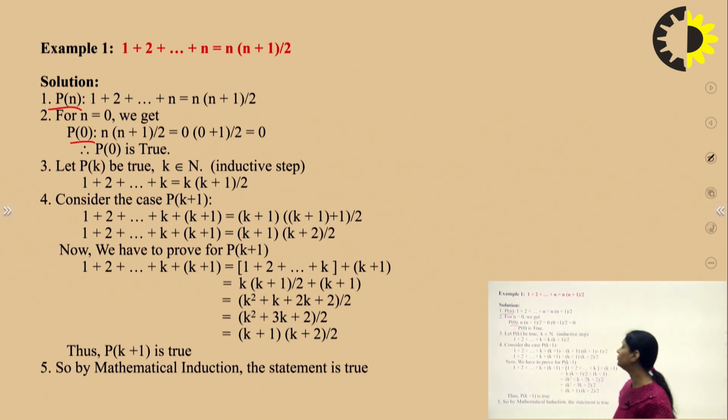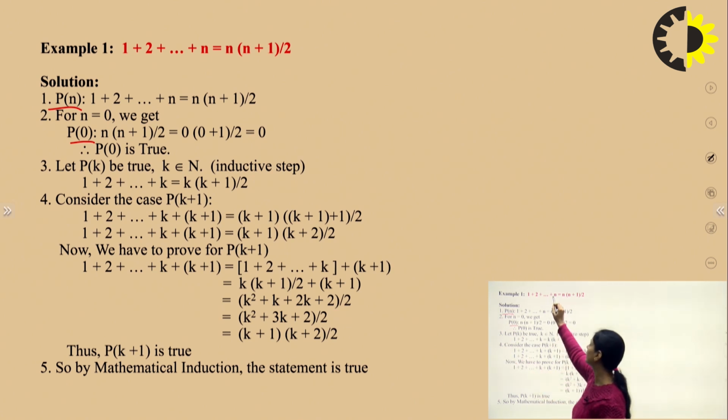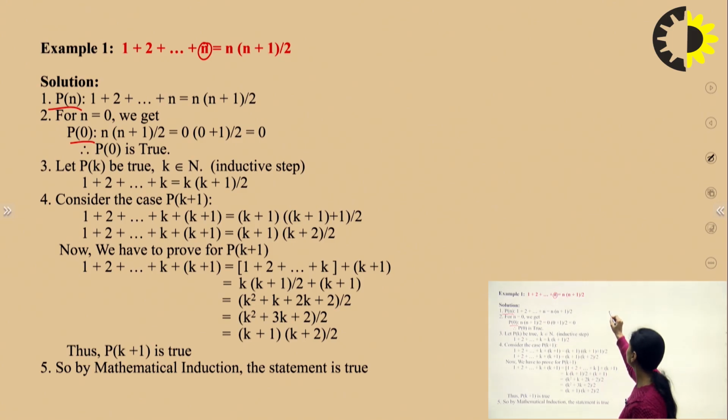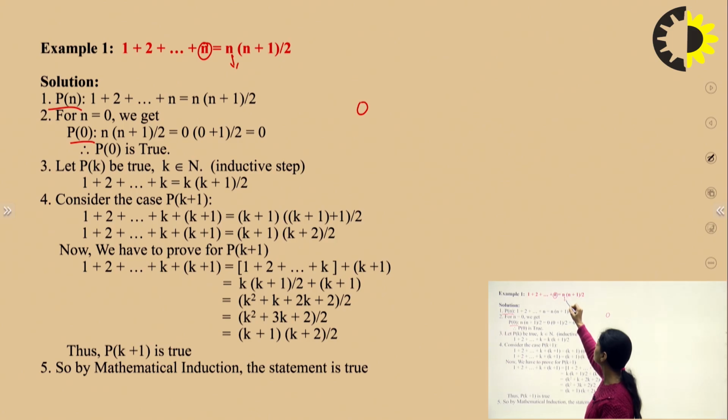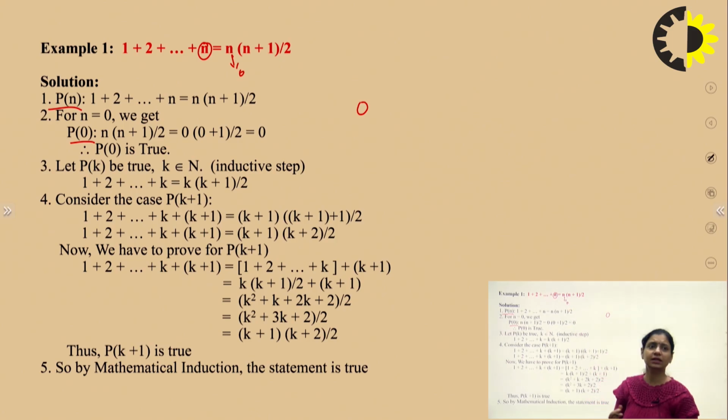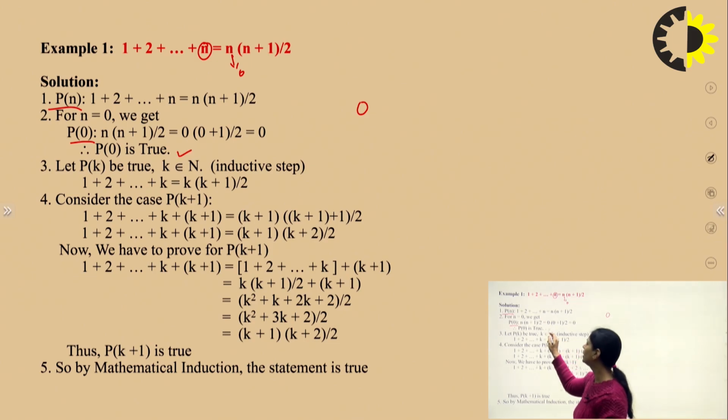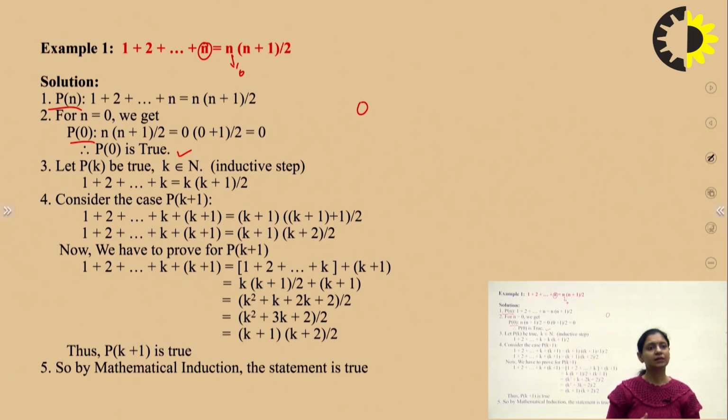When we find out for P0, we get the value of n as 0. So on the left hand side we get 0. On the right hand side again n becomes 0, so we get 0 into 0 plus 1, that gives us 0. So 0 equals 0. Therefore P0 is true. The third step is to find out for Pk. Let Pk be true. So when Pk is true, we'll replace n by k and we get 1 plus 2 till k is equal to k into k plus 1 by 2.